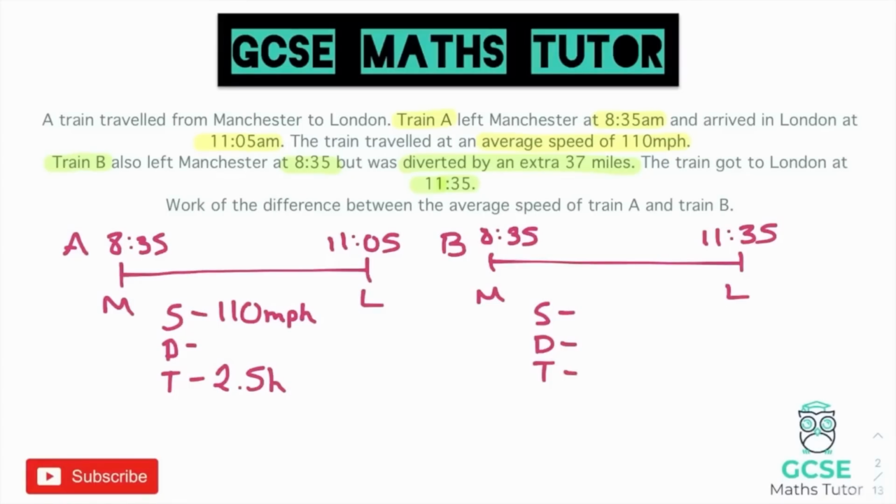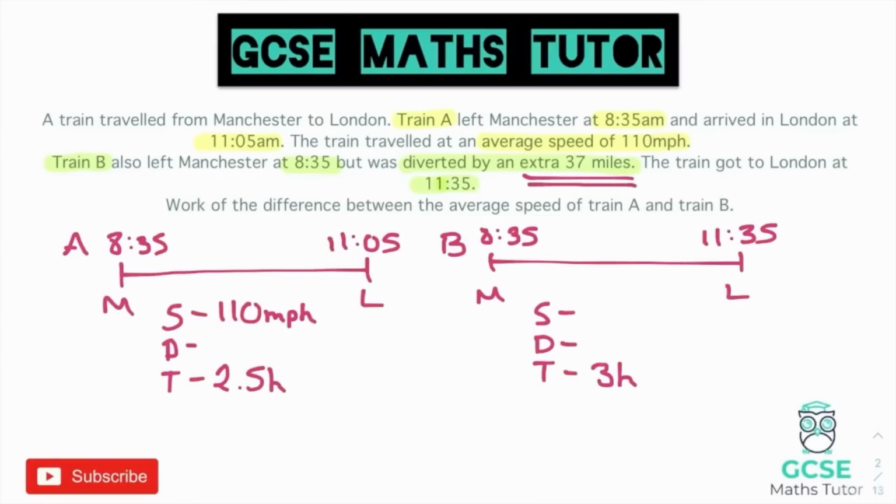The second train leaves at 8:35 and gets there at 11:35. So that is a time of 3 hours, again just half an hour longer, but it is diverted by an extra 37 miles. So we'll be able to add 37 onto the distance once we know the distance of the journey. We just need to remember that, so I'm going to underline it, because we're going to start with train A.